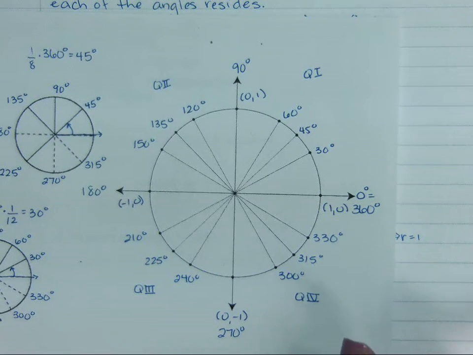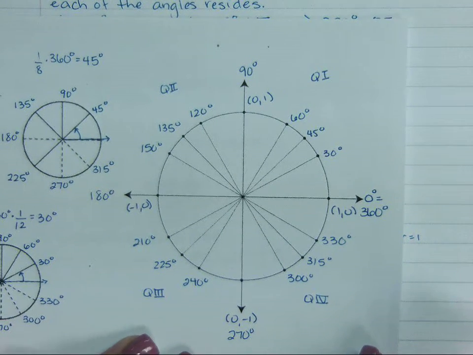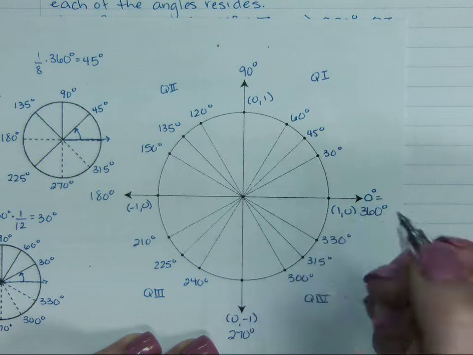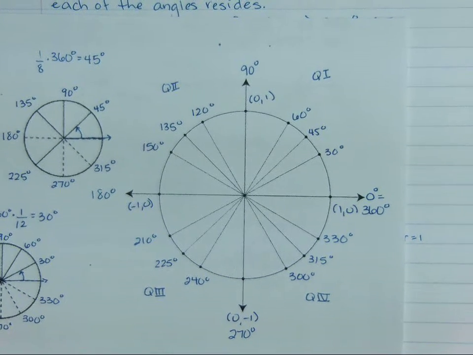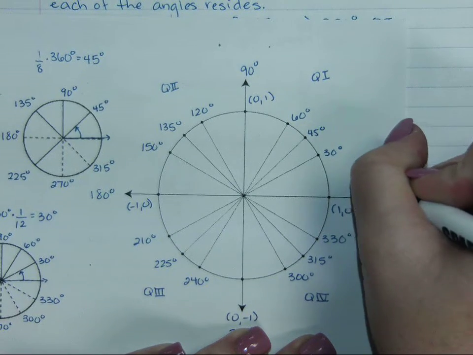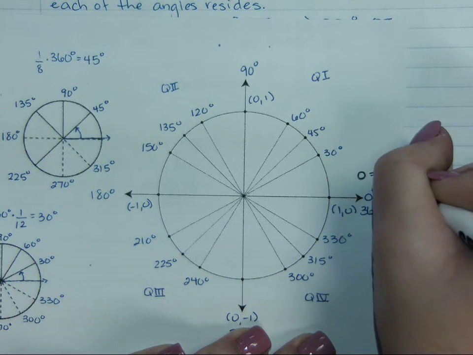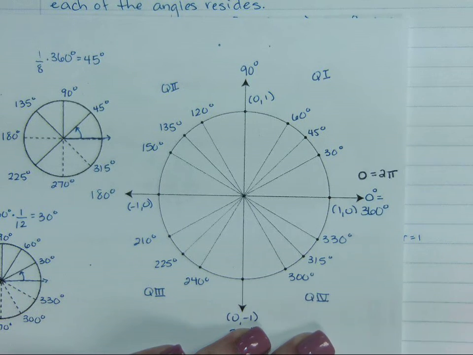And so we can change all of these to their radian counterparts. Starting from here, 0 degrees and 360 degrees is the same as saying 0 radians. And when we're talking about radians, we're not going to use the degree symbol. So 0 is the same thing as 2 pi. That's what we look at in terms of a radian measurement, the same thing as 0 and 360.